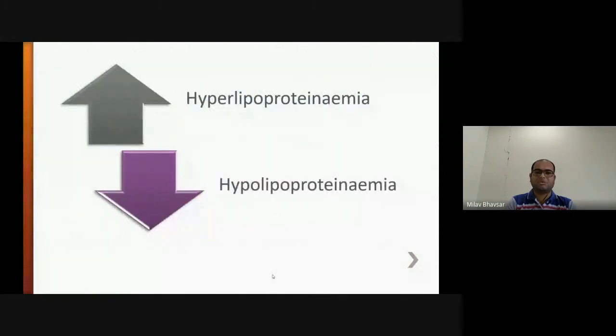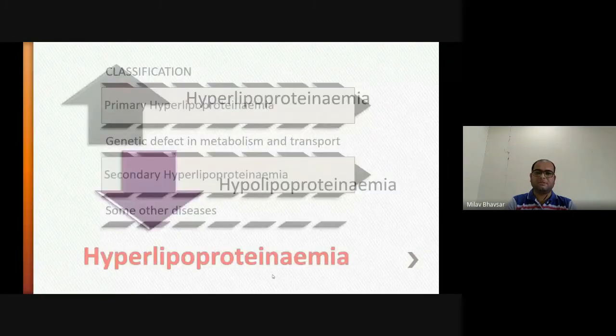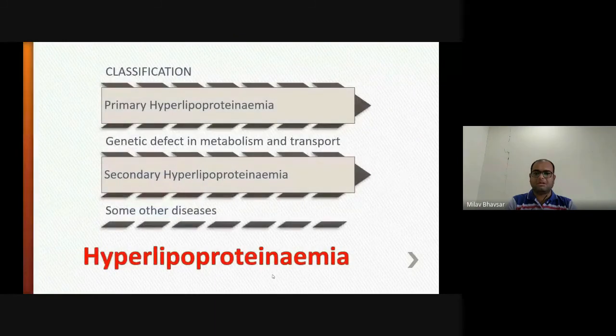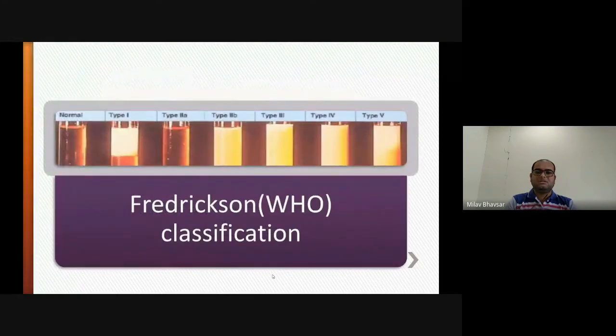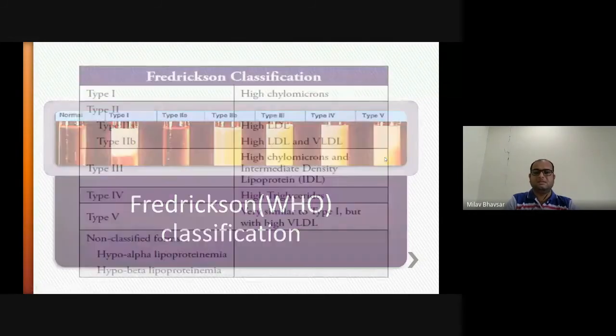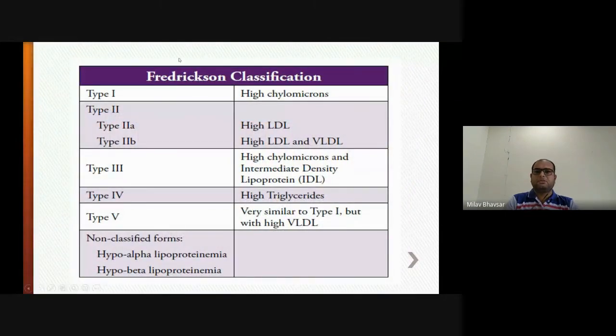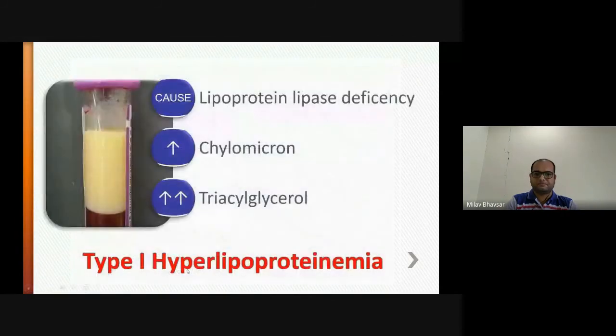There can be hyperlipoproteinemia and hypolipoproteinemia, primary and secondary. This is a practical classification for finding out the chyle-like blood, where instead of normal levels you have different levels of fatty acids inside the blood. So type 1 is high chylomicron, type 2 is high LDL. Likewise, there is a classification.